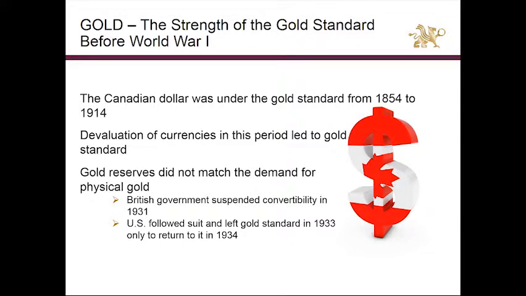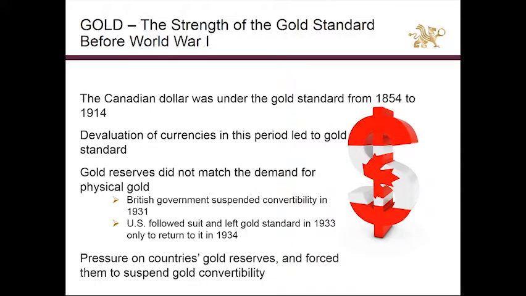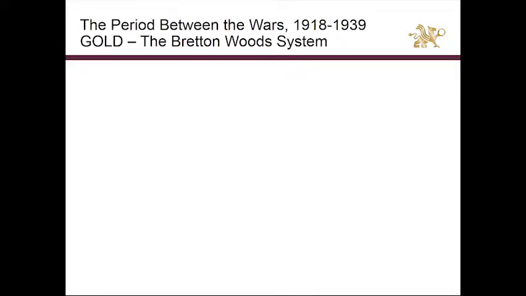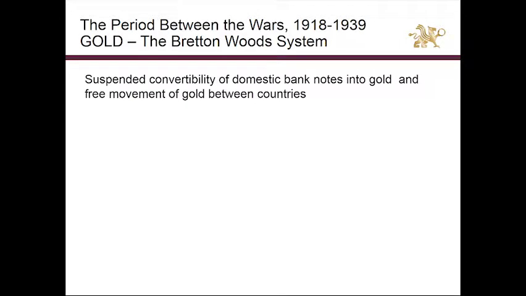A number of other currencies adopted a similar tactic, and in the cycle of competitive devaluations that soon emerged, no country could win. Pressure on countries' gold reserves forced them to suspend gold convertibility. The start of World War I marked the end of the gold standard era. Most countries suspended the convertibility of domestic banknotes into gold and the free movement of gold between countries.